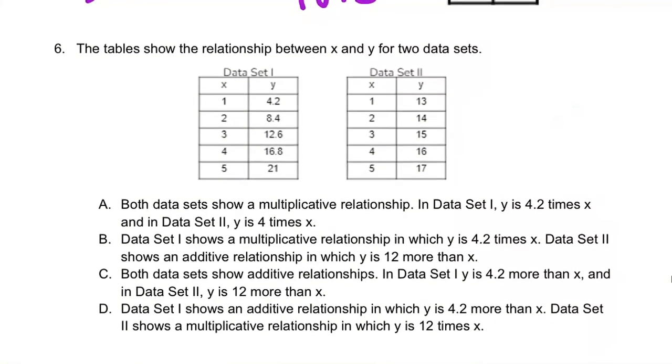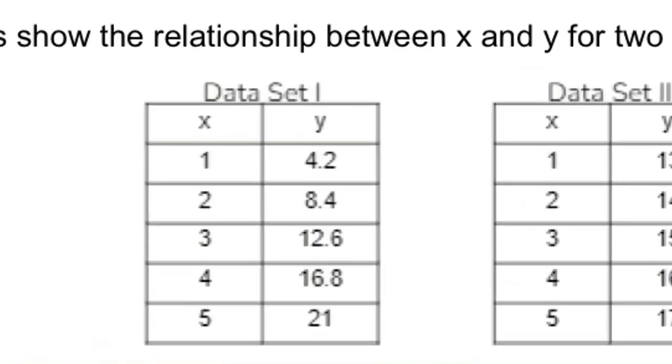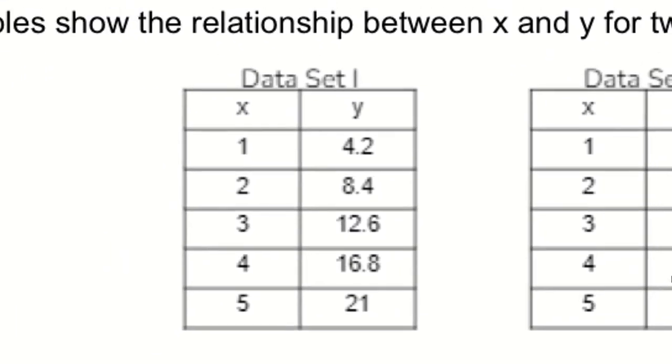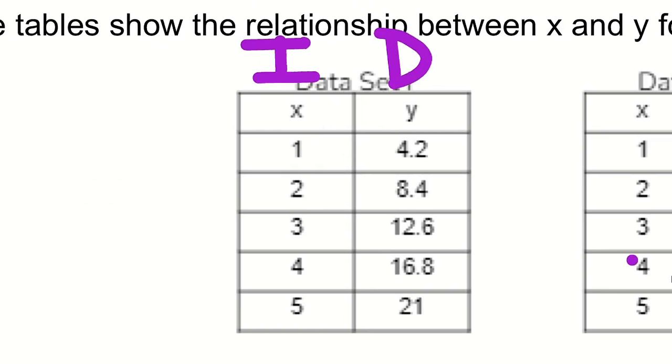The tables show a relationship between X and Y for 2 data sets. So let's just look at one at a time. Let's look at data set 1. Like Miss Kemp did, we're going to label our I, our independent variable, and our D, dependent variable. They already have X and Y. So let's figure out how we're getting from our independent to our dependent. So if I'm trying to get from 1 to 4.2, what do I keep doing?